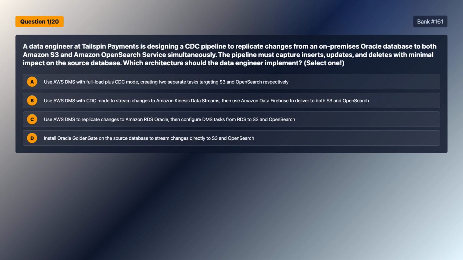Question 1. A data engineer at Tailspin Payments is designing a CDC pipeline to replicate changes from an on-premises Oracle database to both Amazon S3 and Amazon OpenSearch service simultaneously. The pipeline must capture inserts, updates, and deletes with minimal impact on the source database. Which architecture should the data engineer implement? Select one. Review the answer choices on screen.